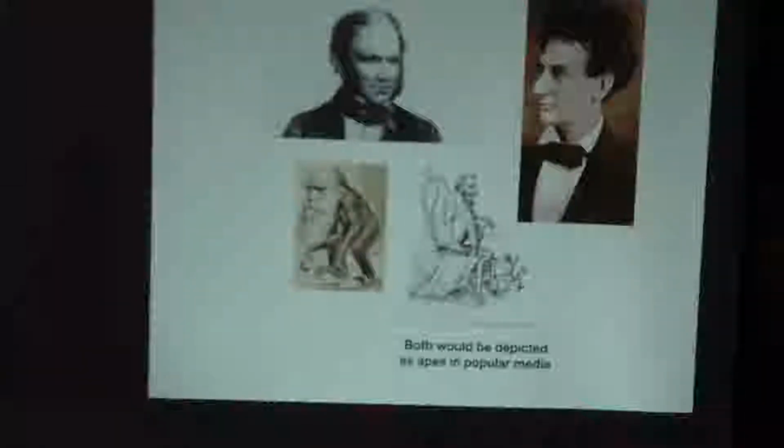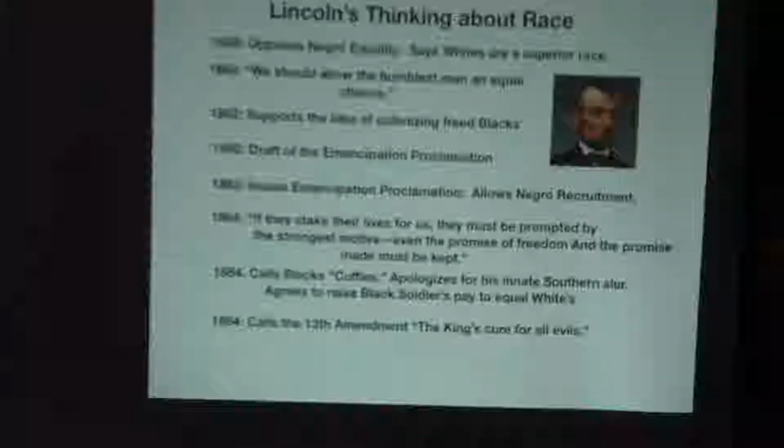Thank you. All right. Well, here is Lincoln's thinking about race. And this is a very rough sketch that goes over about 6 to 8 years. My argument here is that this is how Lincoln thinks about race over time. It's a linear, longitudinal study. And it starts in 1858 when he, in his speech, says he opposes Negro equality, and that whites, to his mind, are a superior race.